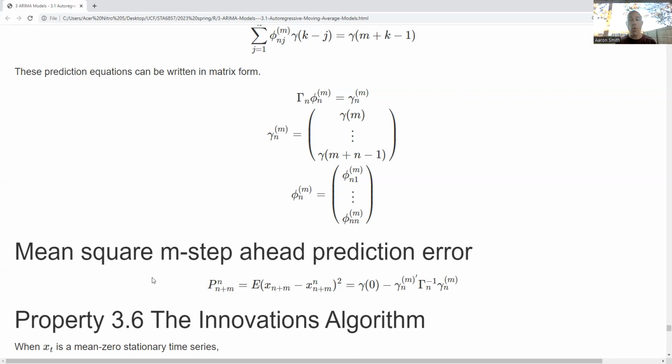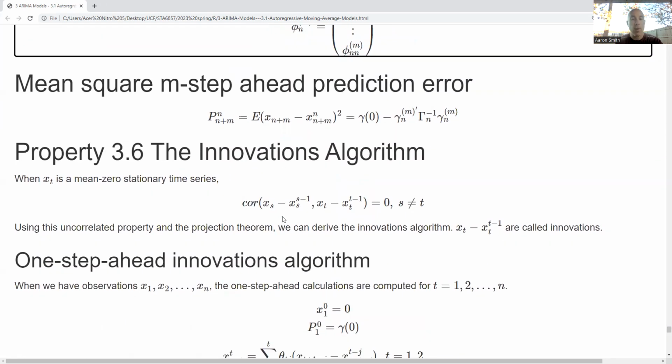All right, and so it's going to work out that the mean squared m step ahead prediction error is going to be equal to this equation: the variance minus the m step ahead covariance vector, conjugating, not really conjugation, but on left and right, the inverse of big gamma sub n. All right, so that gives me the value, so I could work that out if I wanted to using matrix algebra.